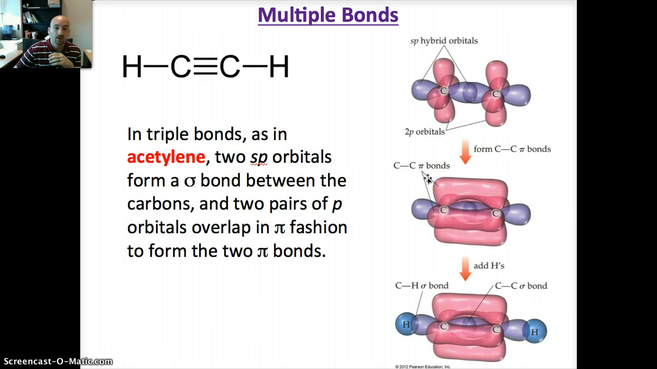For a triple bond with acetylene, which is shown here, you have 2 sp orbitals, which are going to form a sigma bond, and you have 2 pairs of p orbitals, which overlap in a pi fashion to form these 2 pi bonds. So you can see that you get the top and the bottom here, and then you get one up front, and there's actually one in the back there as well. So the real key there is that for every triple bond you have 1 sigma bond and 2 pi bonds. For a double bond you're going to have 1 sigma and 1 pi, and for a single bond you're going to have 1 sigma bond.